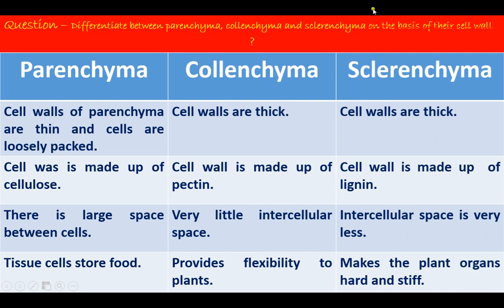Now we already know that, right? In parenchyma, cell walls are thin, cells are loosely packed. In collenchyma, cell walls are thick. In parenchyma, the cell wall is made up of cellulose. In collenchyma, the cell wall is made up of pectin. And in sclerenchyma, the cell wall is made up of lignin. For parenchyma, there is large space between cells, and for collenchyma, very little intercellular space, and in sclerenchyma also very little intercellular space.